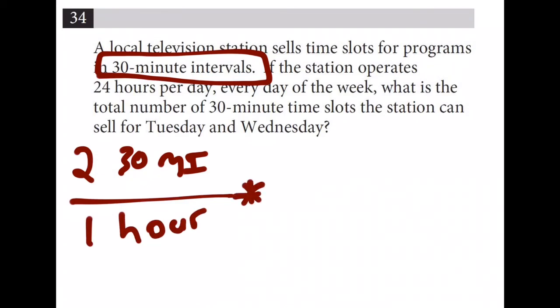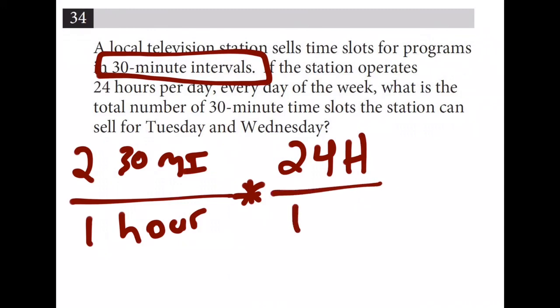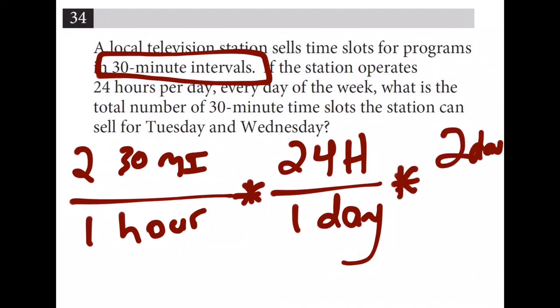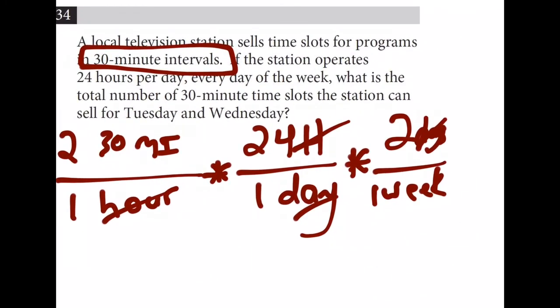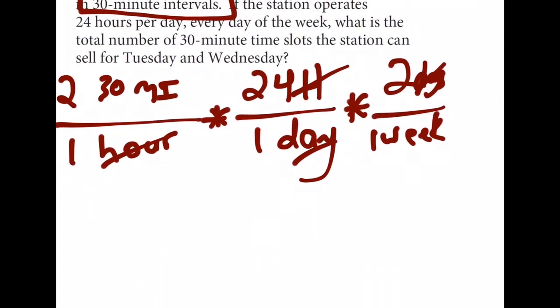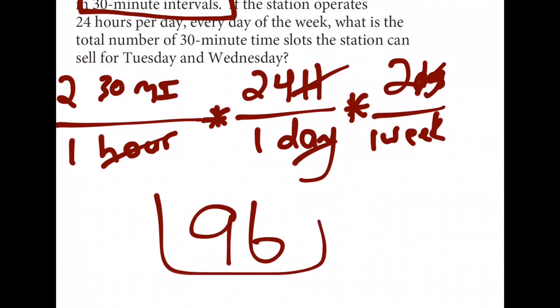And then we're going to multiply this by 24 hours, I'll put H, per 1 day. And we are only selling on Tuesdays and Wednesdays, so we're going to multiply that by 2 days per 1 week. Our units, hours, hours, days, and days will all cancel out. We'll be left with how many 30-minute intervals per week. So if we multiply straight across the top, 2 times 24 times 2 is 96. And we have 1 straight across the bottom. That's why our correct answer is 96.